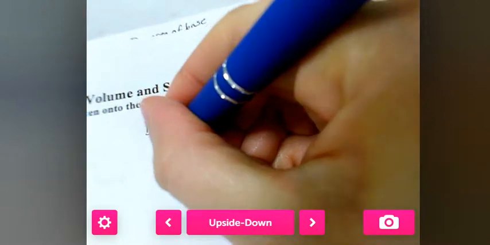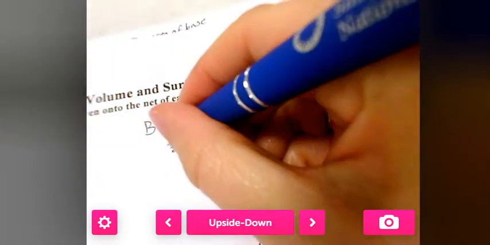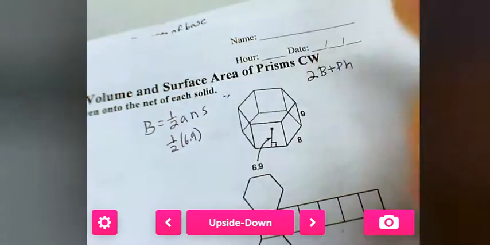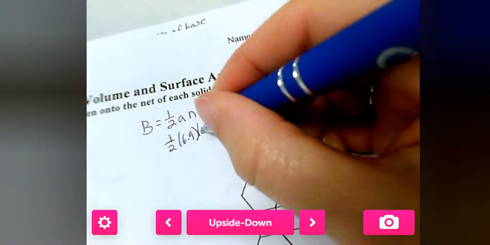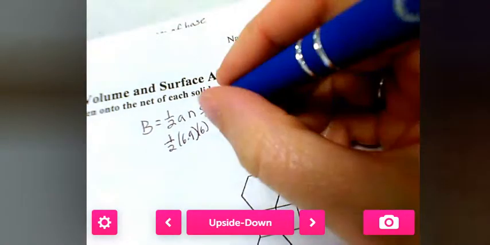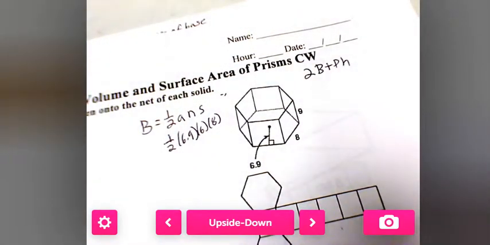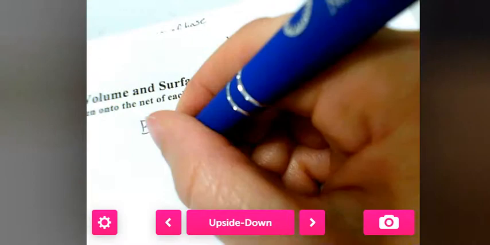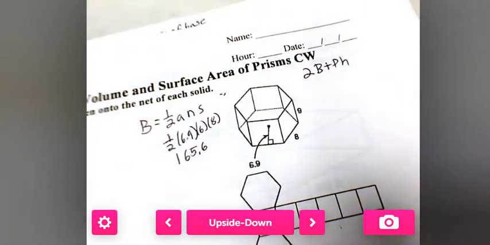So 1/2, what's the apothem for this shape? 6.9. How many sides does this shape have? What is the length of one side? Now we're just going to put that in our calculator, right? And I get 165.6. Okay? How are we doing?